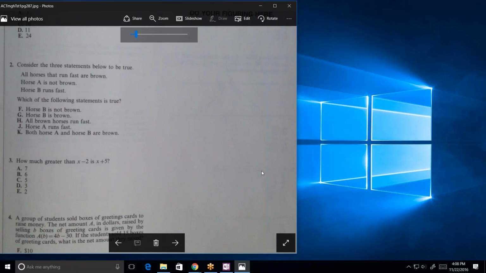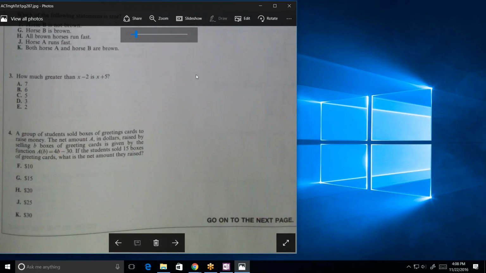Consider 3 statements below to be true. All horses that run fast are brown. Horse A is not brown. Horse B runs fast. Okay. Which of the following statements is true? Horse B is brown. Okay, good.